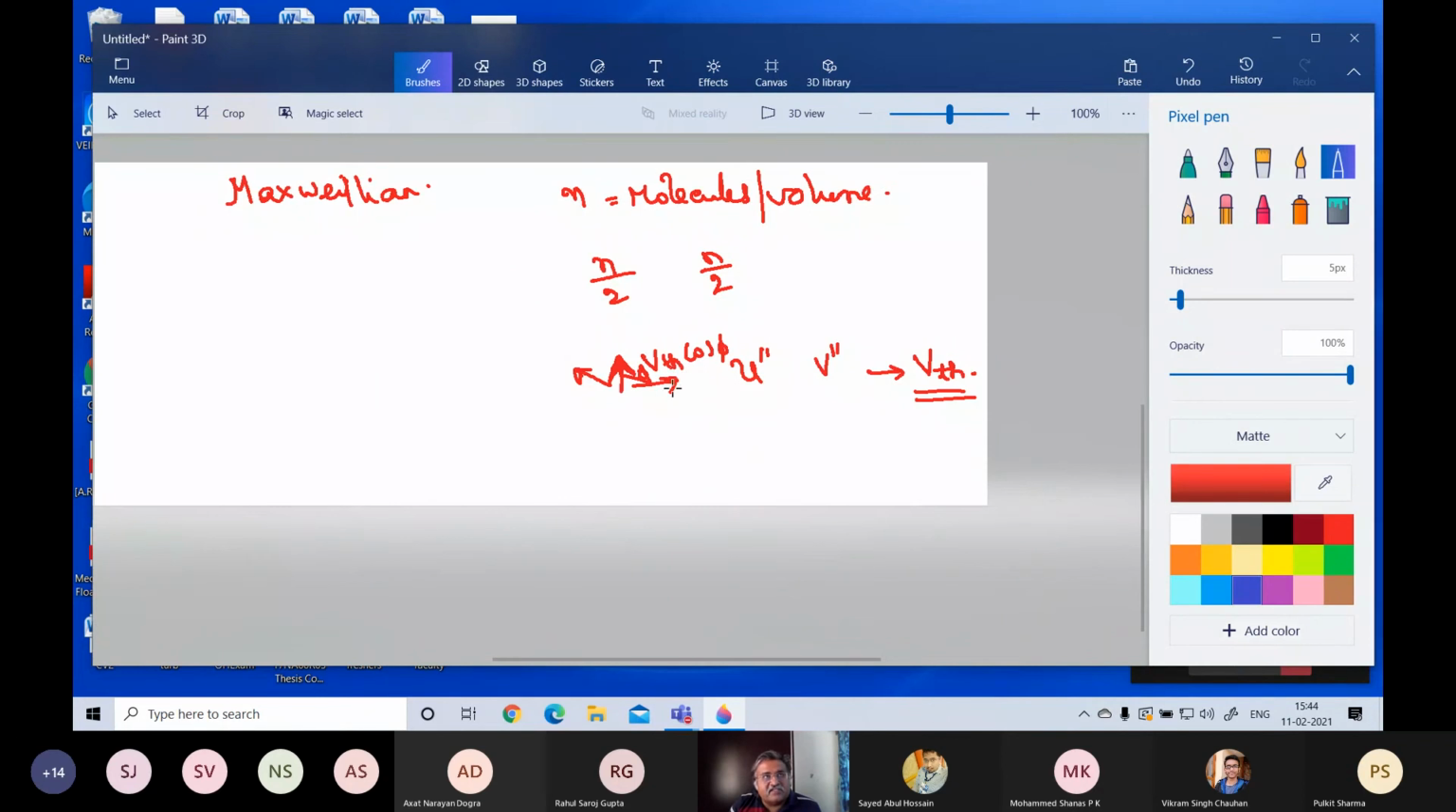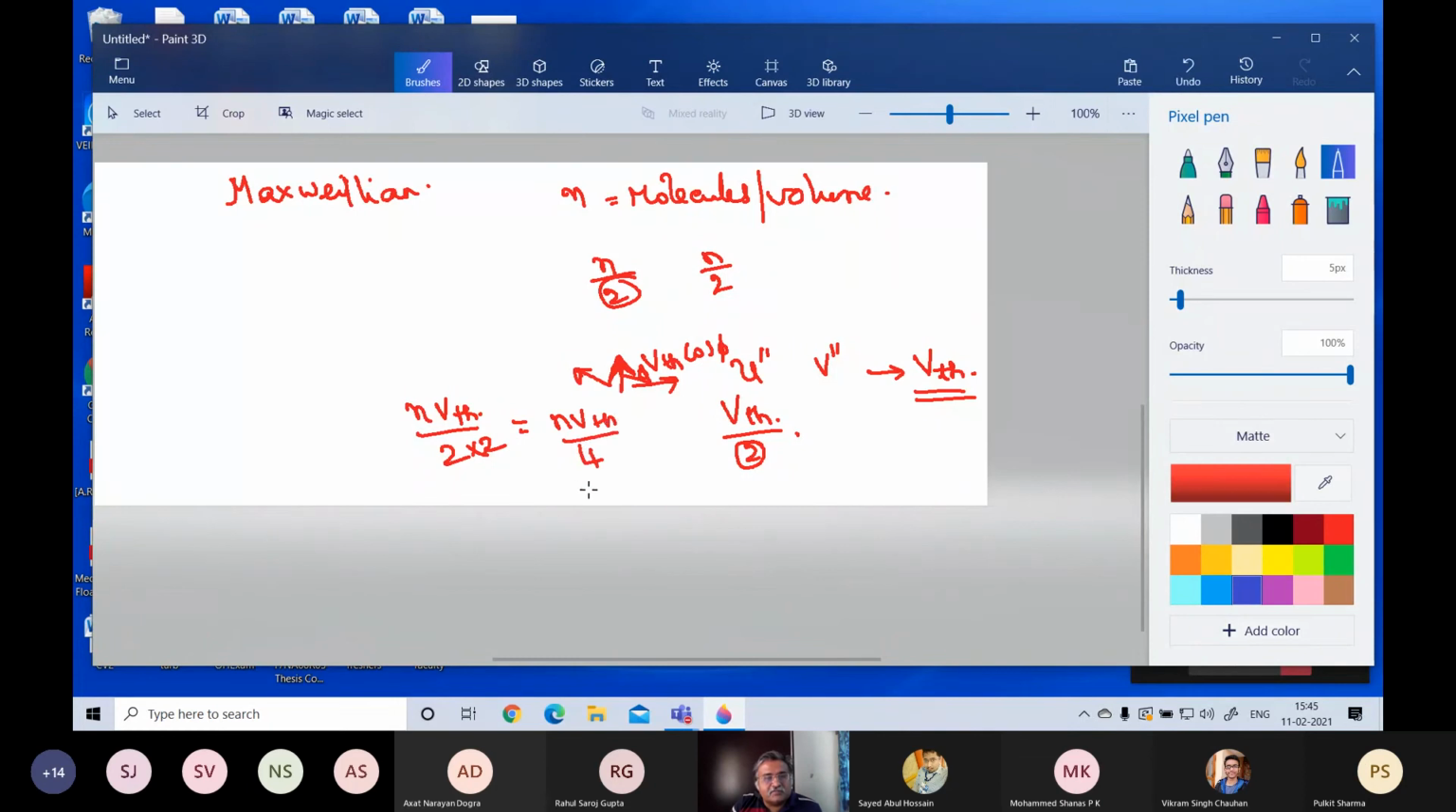The average velocity of the molecules going in the positive direction, upwards, is an average of this, which will come as V thermal by 2. This derivation you just take from me. So the number of molecules traveling per unit volume in the positive direction is about n by 2, and the velocity is V thermal by 2, one half coming from each. So n by 2 into V thermal by 2 is n V thermal by 4.